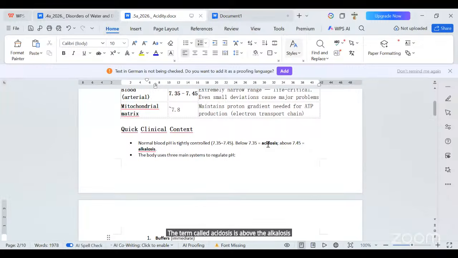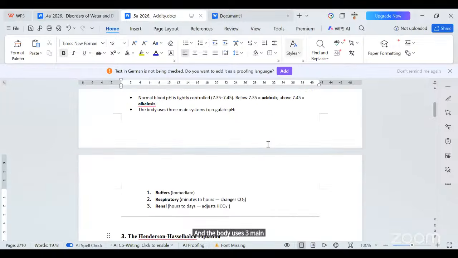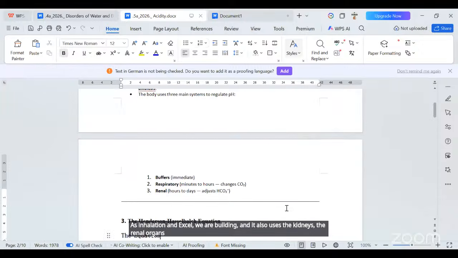And the body uses 3 main systems to regulate pH. The body uses buffers to regulate pH. It uses respiration, inhalation and exhalation, our breathing, and it also uses the kidneys, the renal organs, to regulate pH.